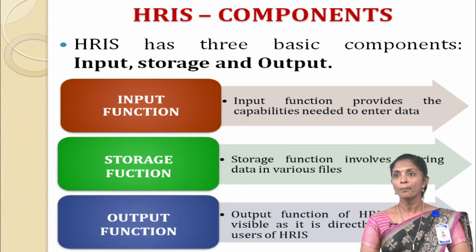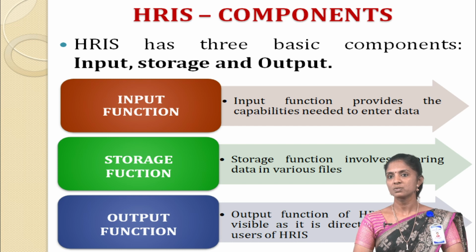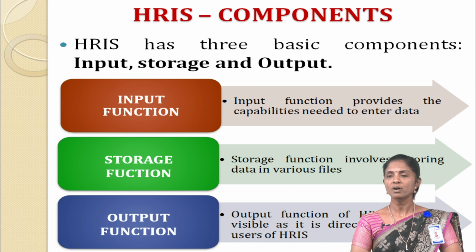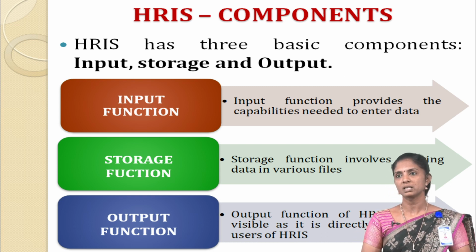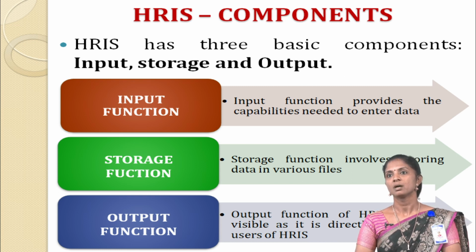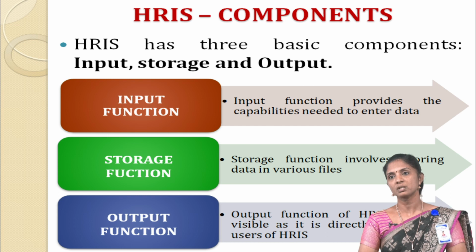So what are the basic components of human resource information system? There are three basic components: input function, storage function and output function. What are input functions? The input functions provide the capabilities needed to enter data relevant to managing human resources. So the human resource information system input function prescribes the procedures for collecting data: by whom, when, in what format and from what sources. It may be internal or external sources.